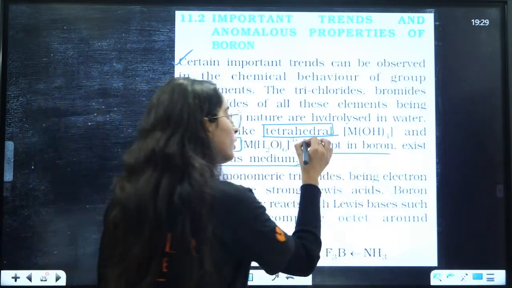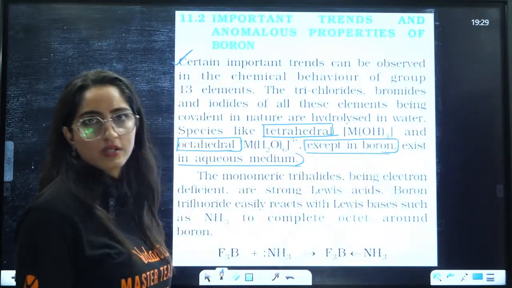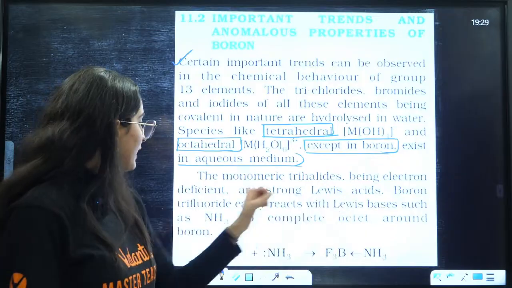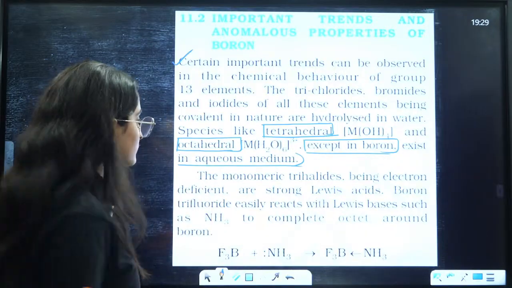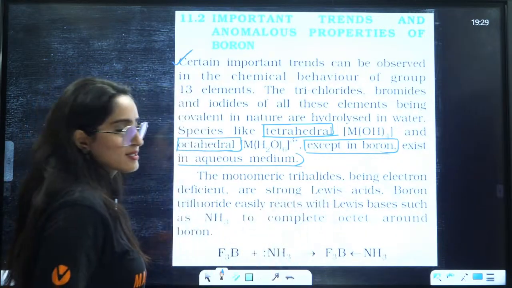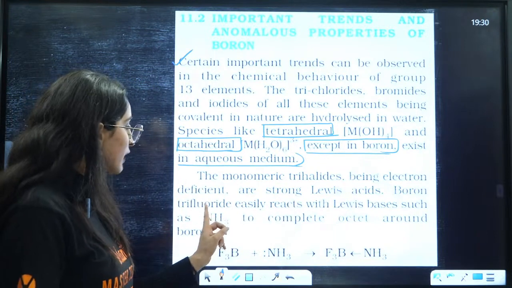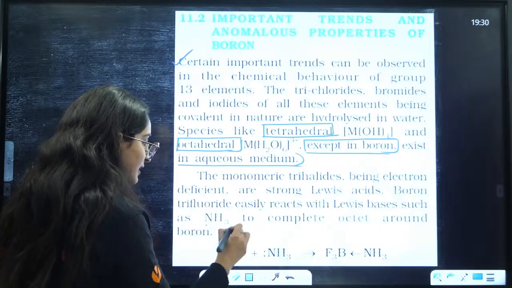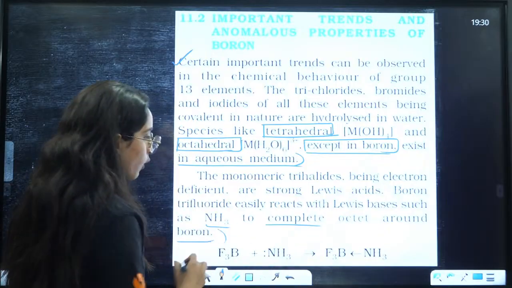They are saying boron does not form these kinds of species. Reason: the monomeric trihalides, being electron deficient, are strong Lewis acids. Boron trifluoride easily reacts with Lewis bases such as NH3 to complete the octet around the boron.